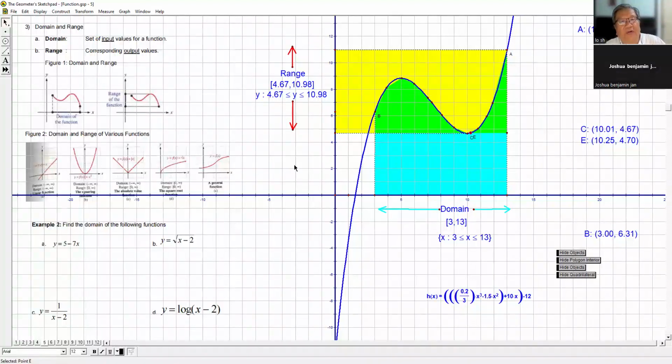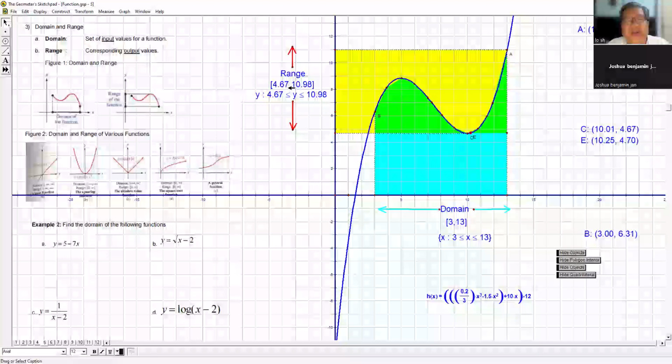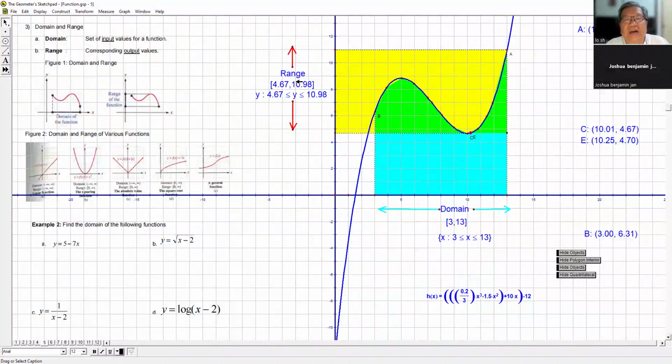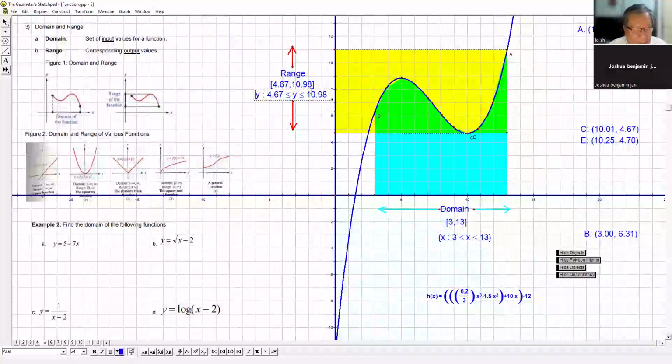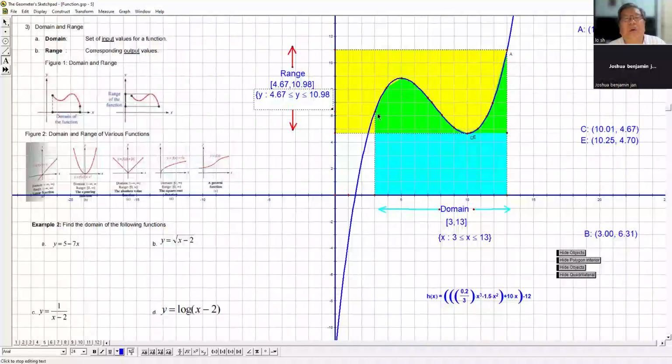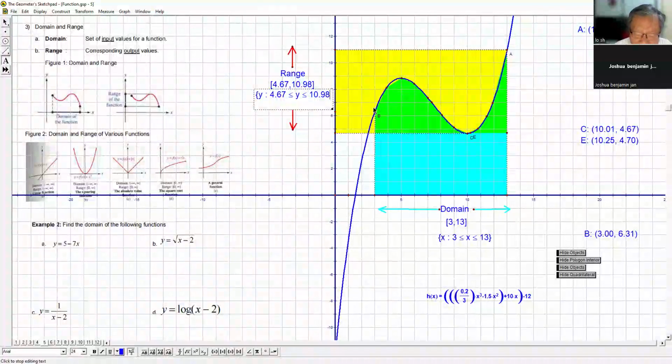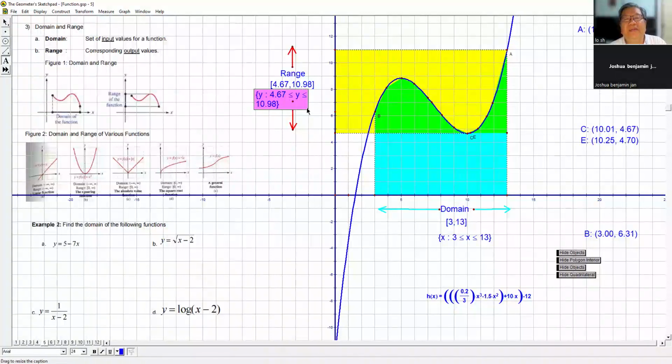If you want to write in bracket form, it will be the square bracket 4.67, comma, then 10.98, the highest point, then the square bracket. Square bracket means these 2 points are included. Now, if you want to write in the form of set notation, then you should write like this: y such that y is between 4.67 and 10.98. Right? So this is the range.